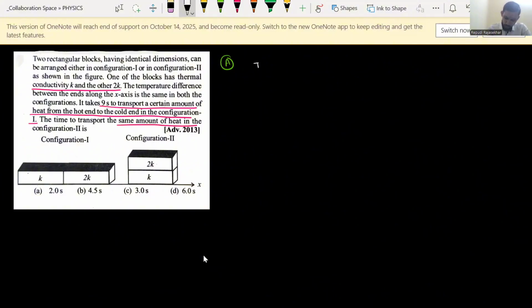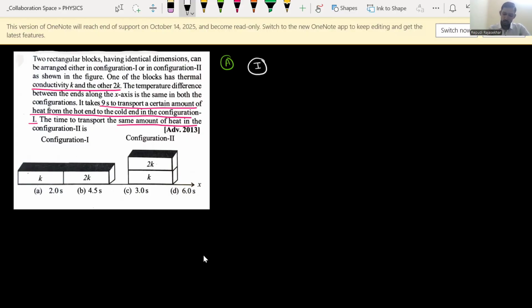First of all, read the complete question carefully and understand the data. Two rectangular blocks are given. One is connected in series combination, the other in parallel combination. The difference of temperatures is the same in configuration 1 and 2. Thermal conductivities of the materials are mentioned already. How much heat is flowing in the first configuration? dQ. How much time does it take? 9 seconds. How much heat is flowing in the second configuration? As per the data, the same amount of heat, that is dQ. Then what they're asking is how much time is taken in configuration 2 for the same flow of heat.